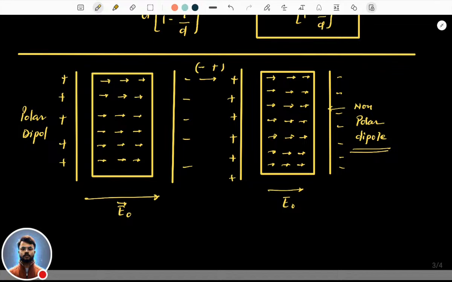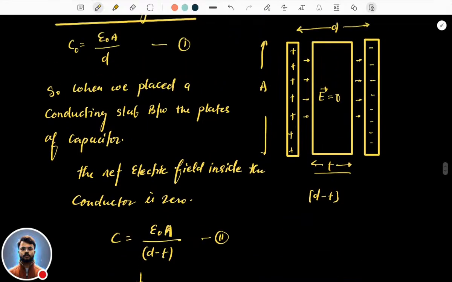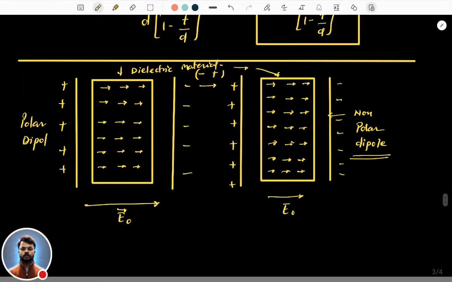So there is a net electric field generated inside the dielectric material. What is this? This is the dielectric material. Both of these slabs are made of dielectric material. We already discussed the conducting slab. That is the conducting material, and this is the dielectric material. Yes, you got it right, the dielectric material does not conduct any electricity.